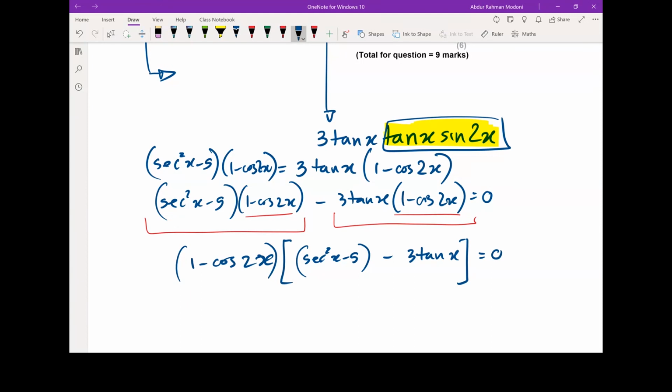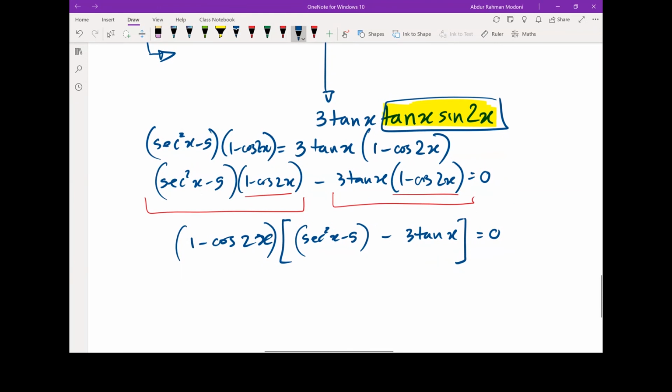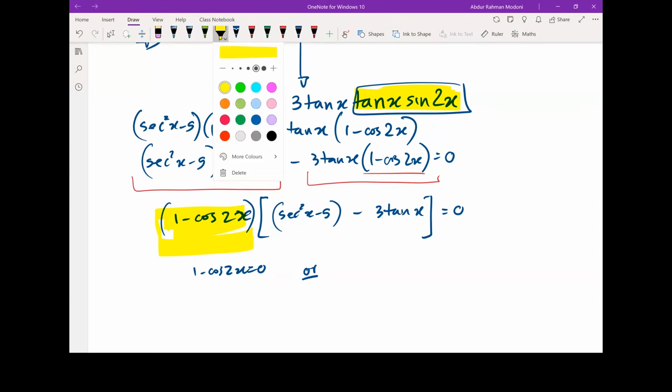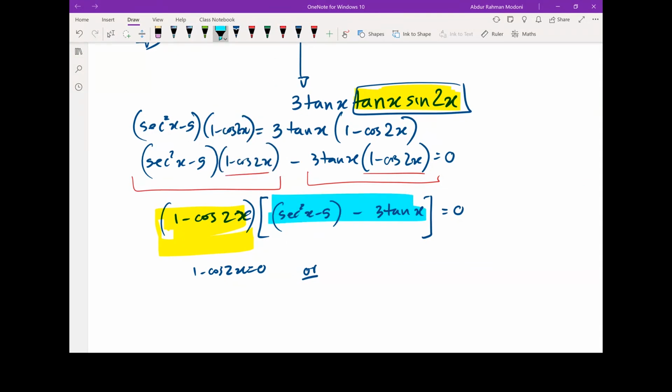Now, from here, I can go and start solving. It's in a factorized form. I know it looks quite complicated, but let's take a look at each of the factors in turn. So I can say here, first of all, this factor here could be equal to 0. To get an answer of 0, one of these must be 0. So we could say 1 minus cos 2x equals 0. Or I could have this second factor here, which is all of this. This whole thing could equal 0.